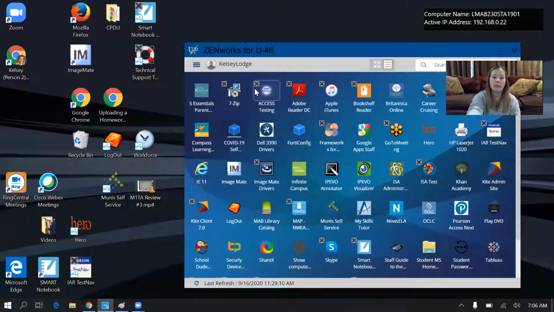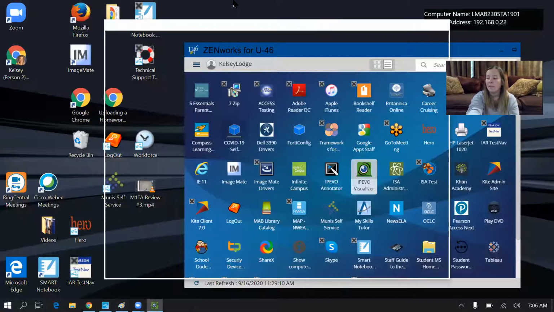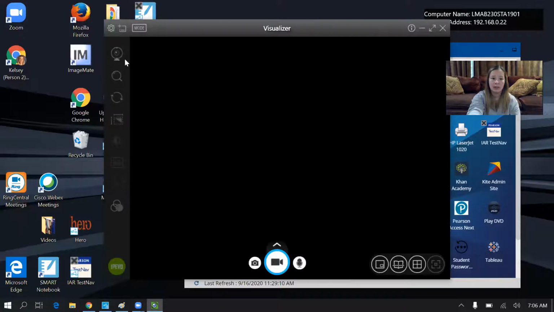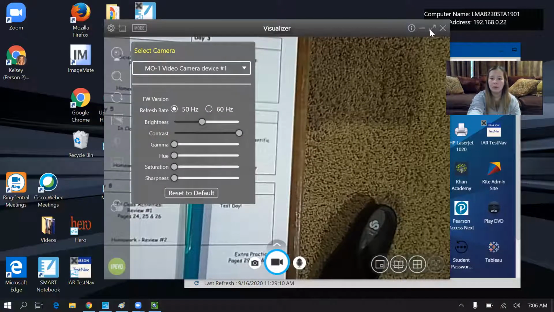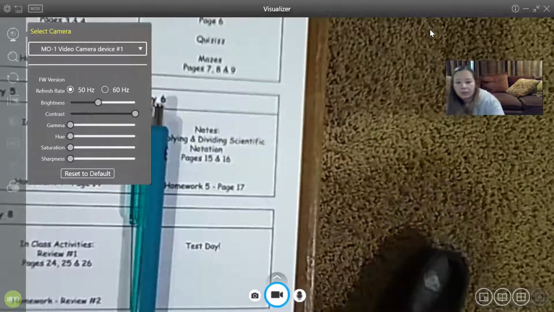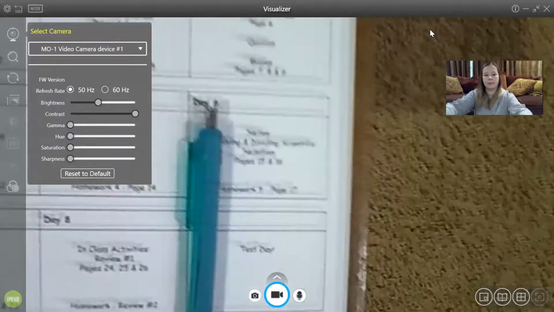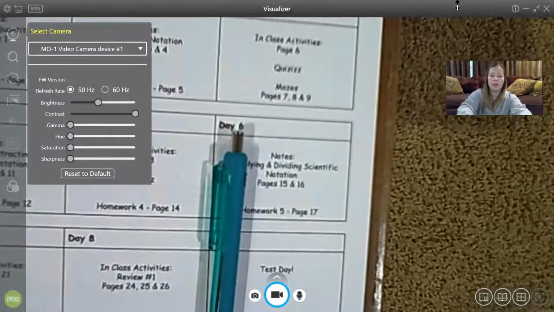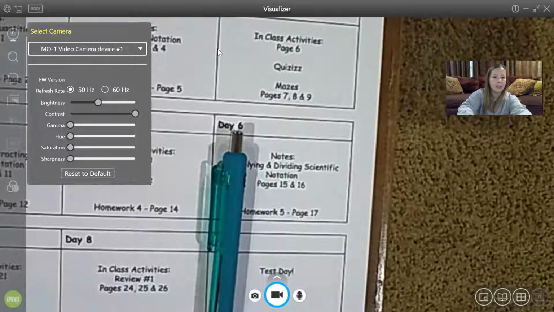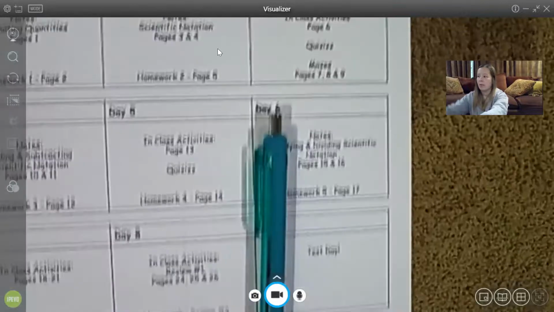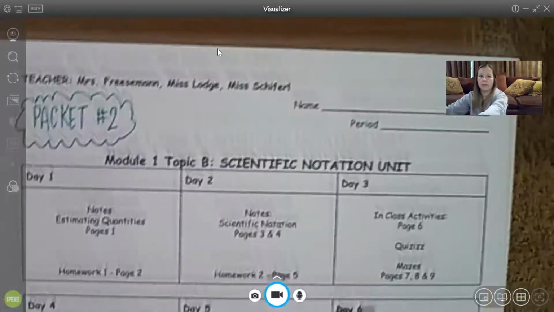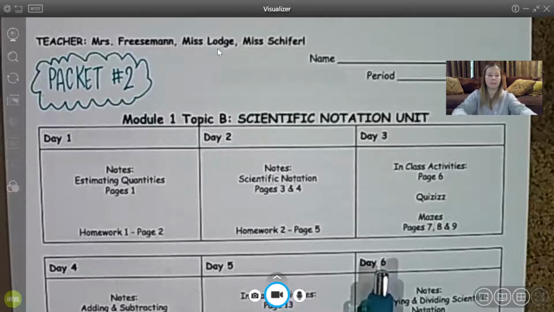Today we are going to be starting packet number 2. Go ahead and grab packet number 2 now. It is Module 1, Topic B, Scientific Notation Unit. Okay, and I'm going to get that set up now. Okay, we are going to start short notes today, and then you are going to work on a maze for homework. But right now, if everybody can go to Module 1, Topic B.